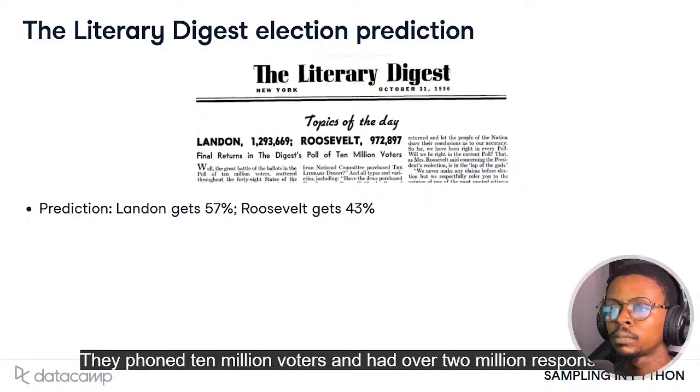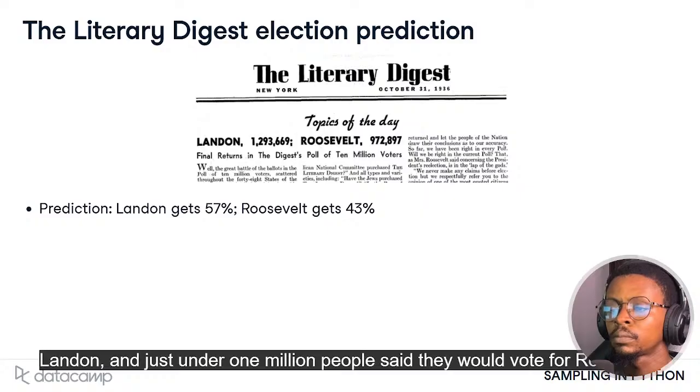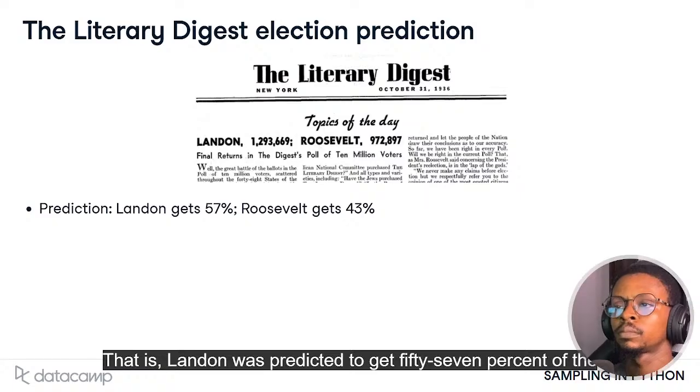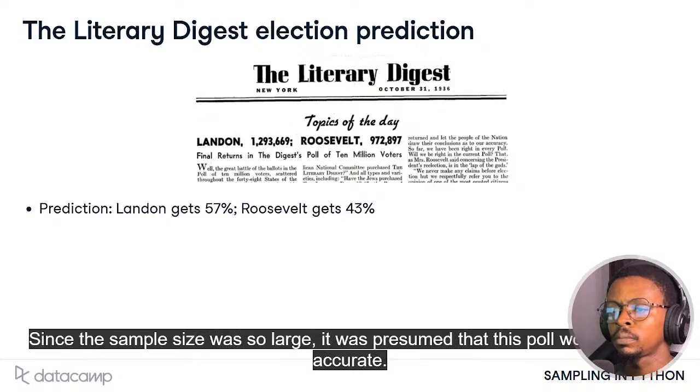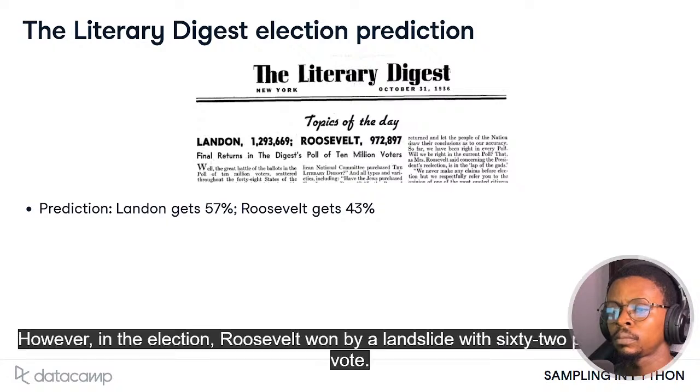They phoned 10 million voters and had over 2 million responses. About 1.3 million people said they would vote for Landon, and just under 1 million people said they would vote for Roosevelt. That is, Landon was predicted to get 57% of the vote, and Roosevelt 43%. Since the sample size was so large, it was presumed that this poll would be very accurate. However, in the election, Roosevelt won by a landslide with 62% of the vote.